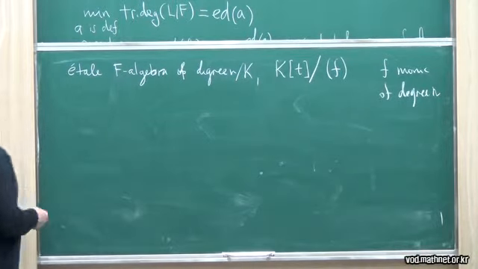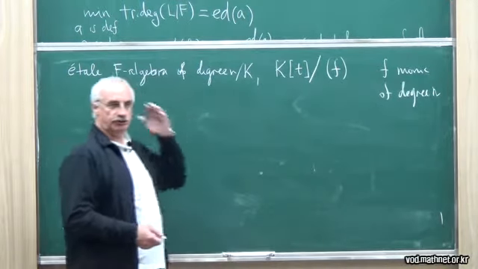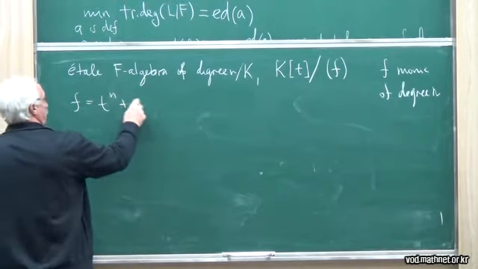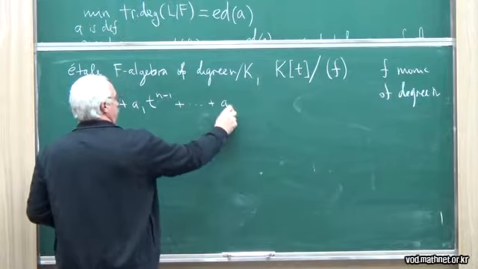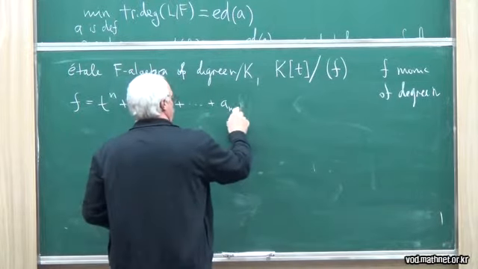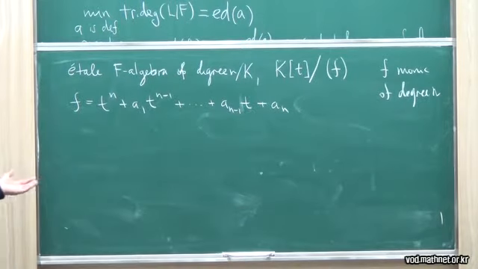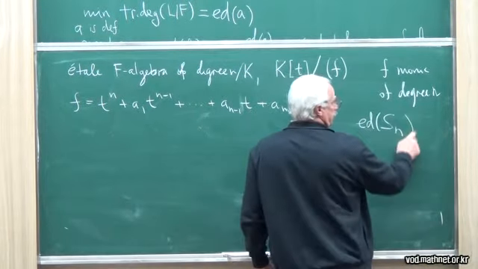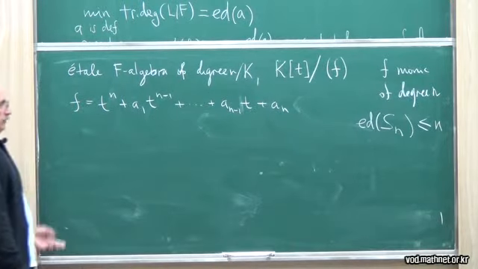Well, how many parameters do you need to give such an algebra? Of course, it's sufficient to give the coefficients of F. The polynomial F is t to the n plus a1 t to the n minus 1 plus so on, a(n-1) t plus an. So we have n coefficients, so the essential dimension is at most n. The essential dimension of the symmetric group is at most n. But we can do better.